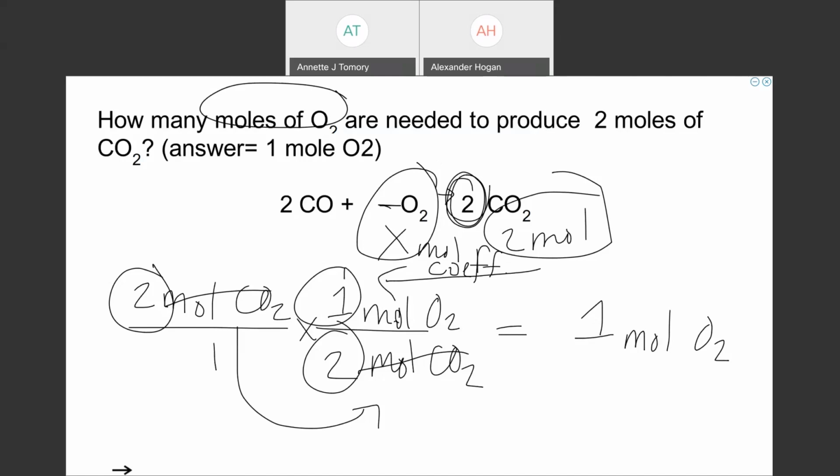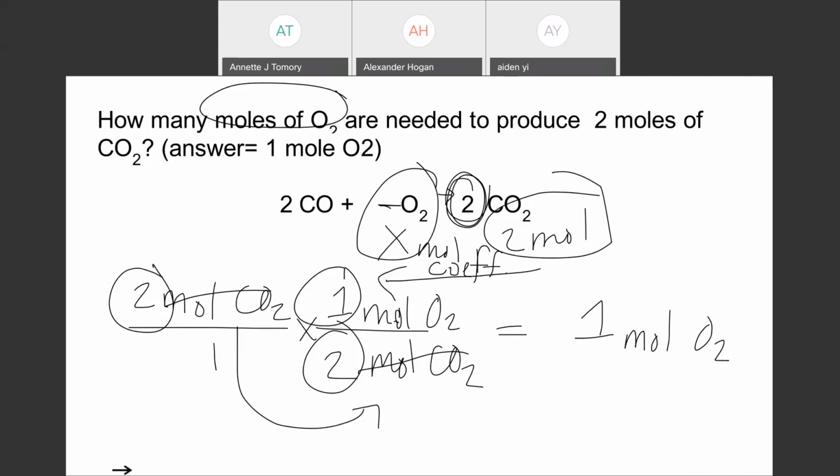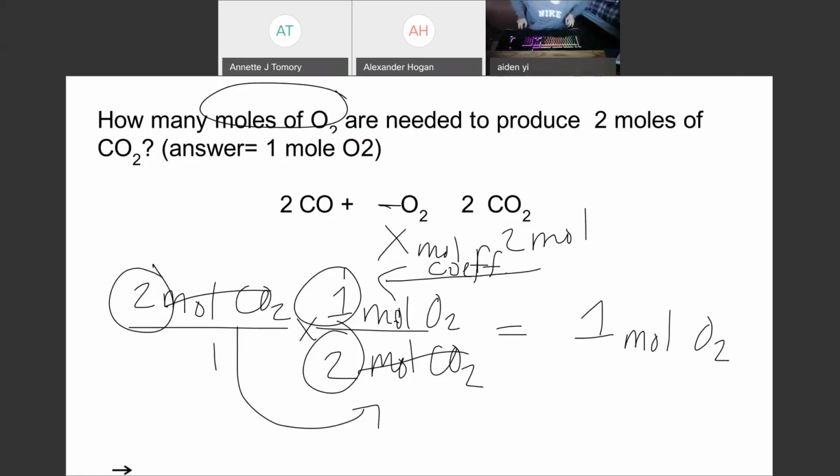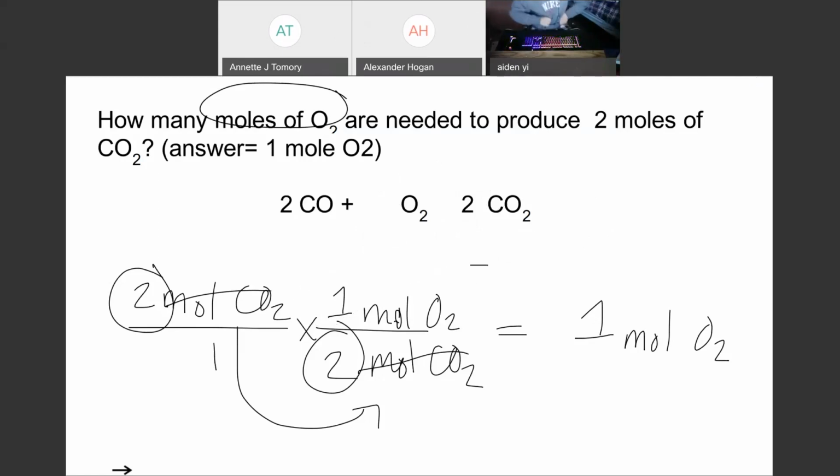Okay, so Alex asked the question, why did I work backwards? All right, so I'm going to erase what I have here, and I'm going to start over a little bit. When we were doing this, we started off with 2 moles of CO2. All right, Alex, do you see what I'm saying right here? This is our starting point. Do you understand why that's our starting point? Okay, Alex is saying yes.